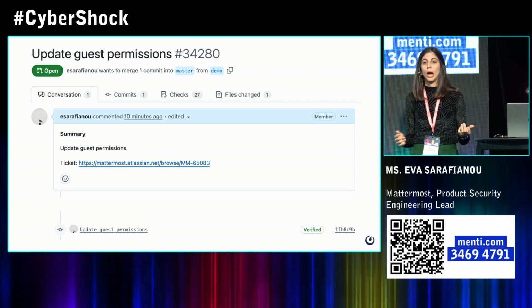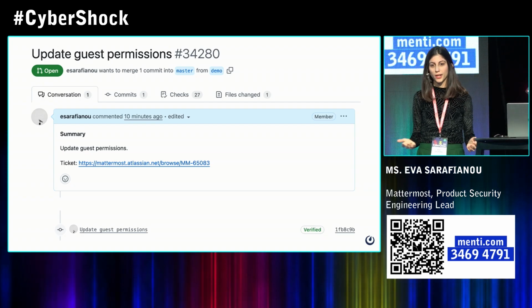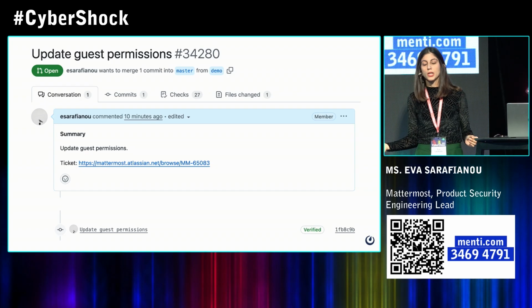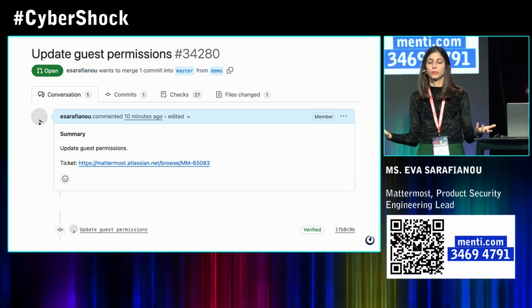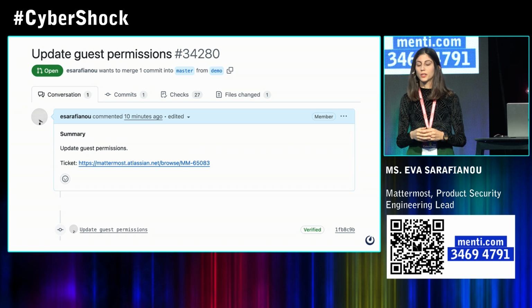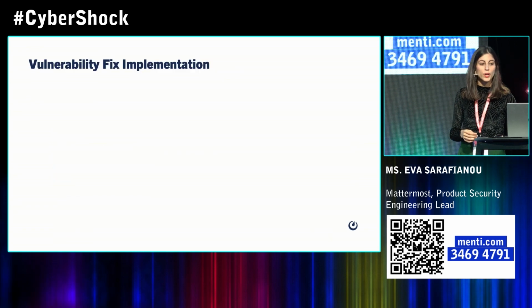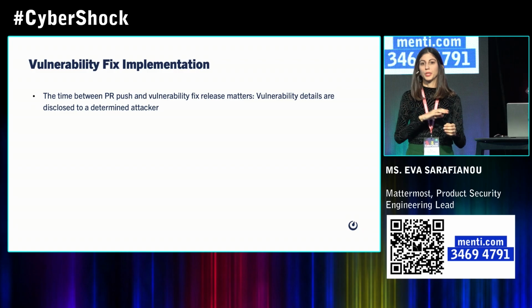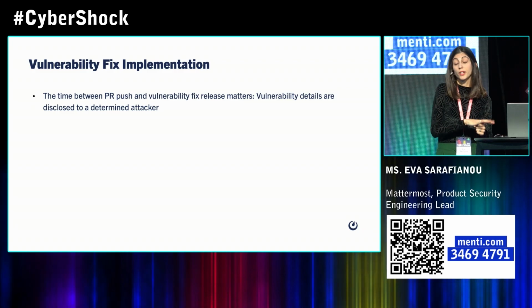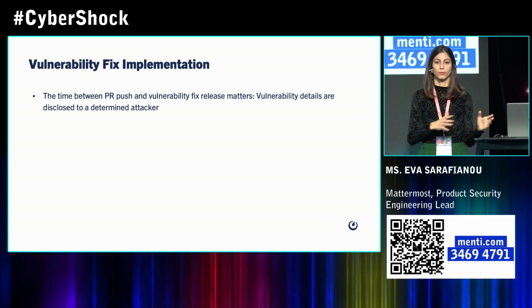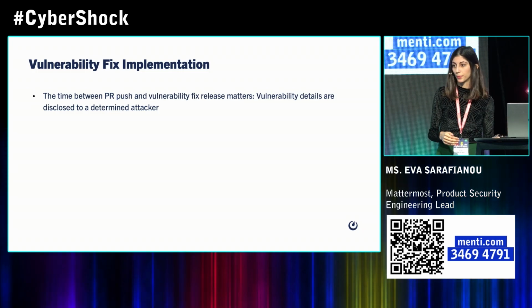It really depends on how complex the issue is. If it's 2 or 3 lines of code, it is very easy for someone to understand what was the behavior before and why you possibly are fixing it. In more complex scenarios, it may take more time, but still, the code fixing the vulnerability is public. So with that, it is important to always know that between a PR push, a fix push, and the final release, there is time where some amount of vulnerability details are disclosed.